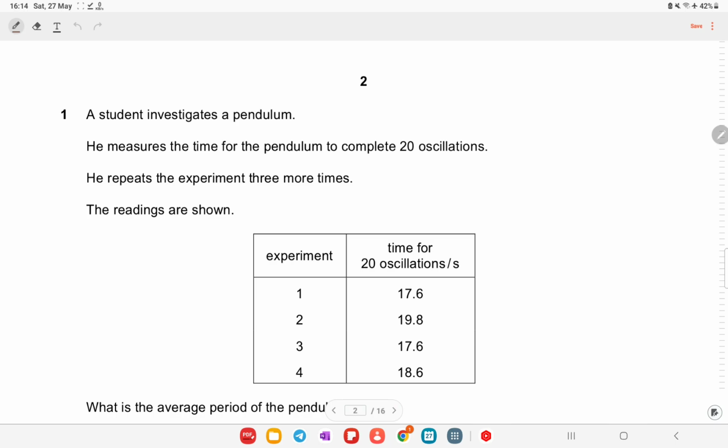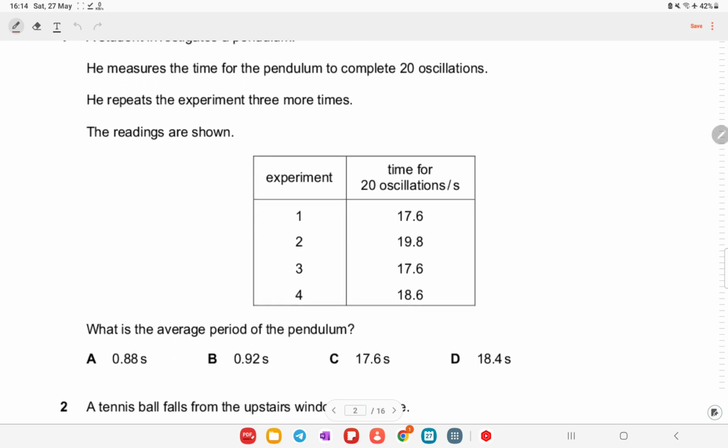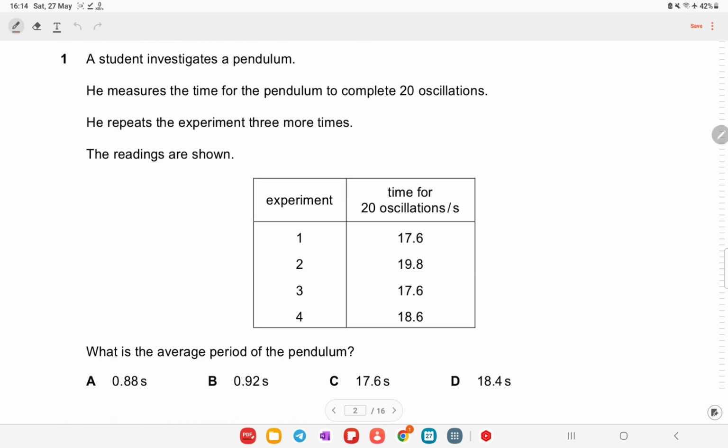A student investigates a pendulum. He measures the time for the pendulum to complete 20 oscillations. He repeats the experiment 3 more times. The readings are shown. What is the average period of a pendulum?